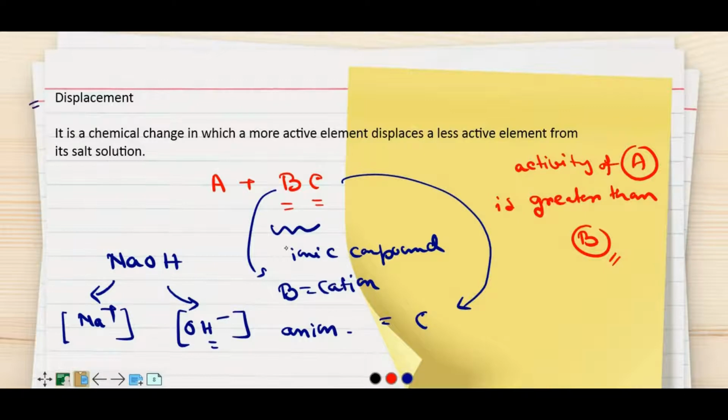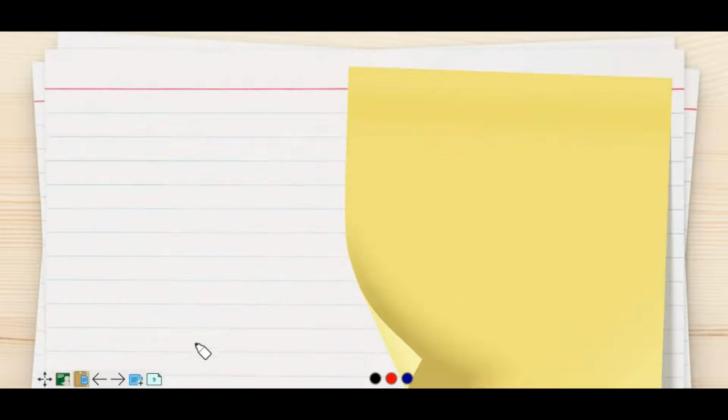So in a displacement reaction, if A is treated with BC and chemical changes occur, then A will displace B. So the ultimate compounds will be AC plus B. And this is a very pattern-based reaction to realize such a concept. But before we progress further, we need to know a certain activity series of metals.